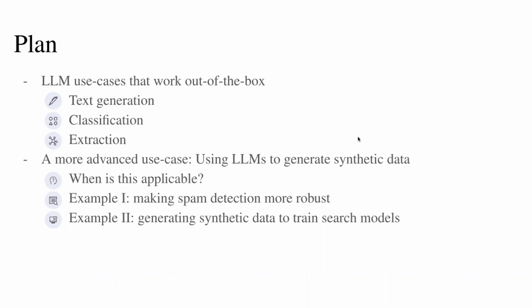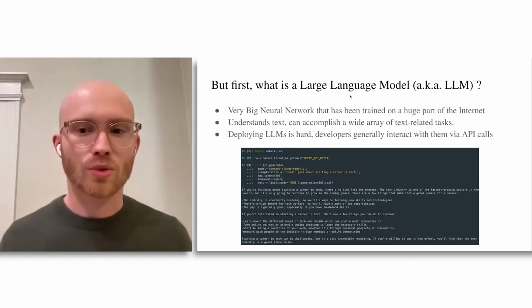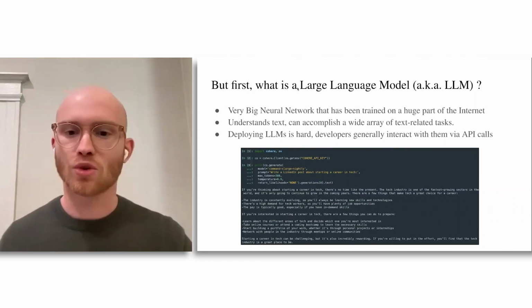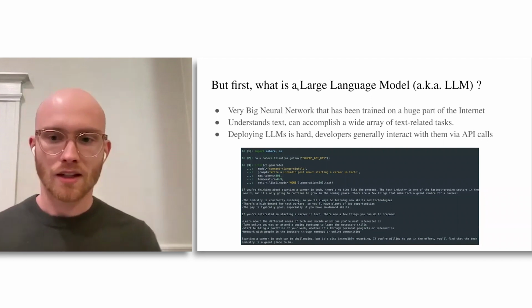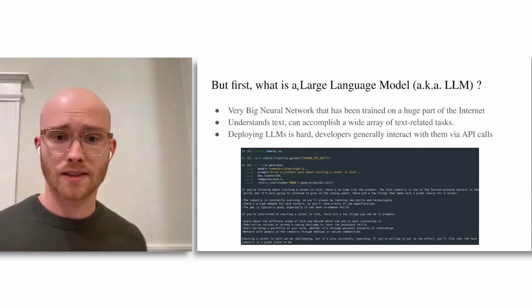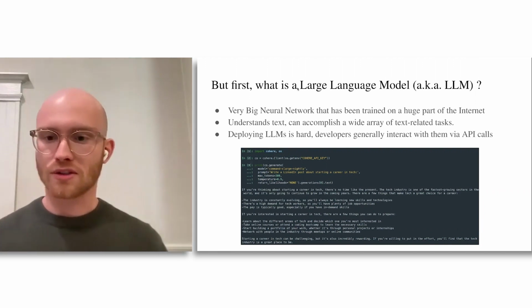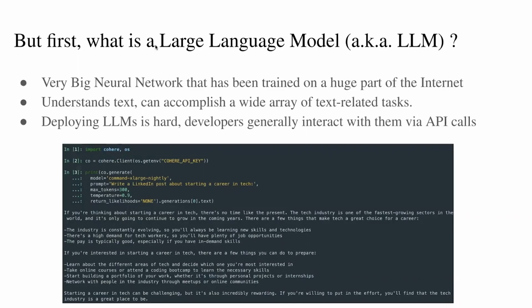So first, what is a large language model? To sum up very quickly, a large language model is a neural network. It's a very big neural network, and it has been trained on a very big size of the internet. Thanks to that, it can understand text and accomplish a lot of different text-related tasks, like, for instance, writing very fluent text, extracting some information, classifying some information, and all of this works directly out of the box.